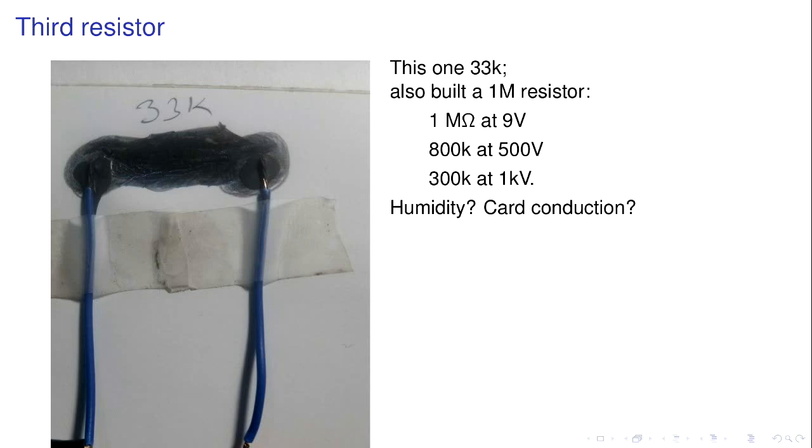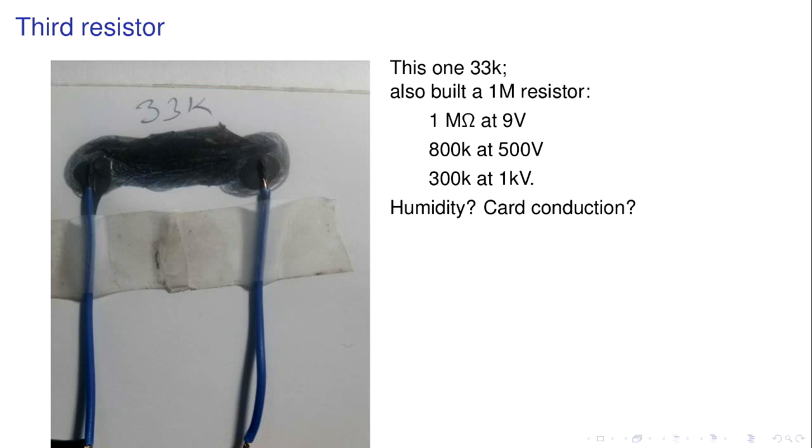Right? I also made one at 1 megohm, which I unfortunately got destroyed before I managed to take a photograph. At the 9 volts that my multimeter works, it was reading 1 megohm. But I have a megger, which is an insulation tester that measures resistance at very high voltage. At 500 volts, the resistance drops to 800K. At 1,000 volts, it dropped to 300K. What's going on?